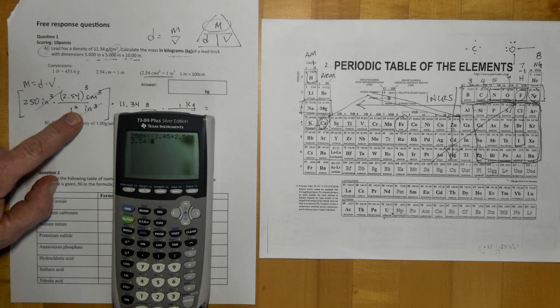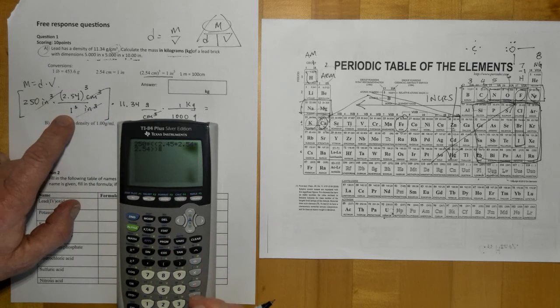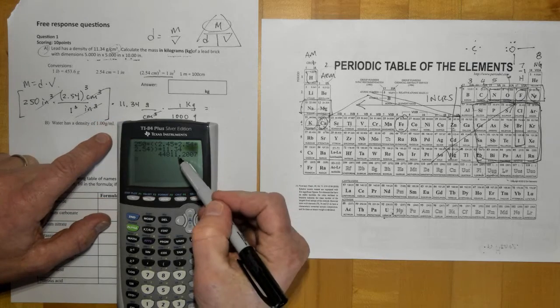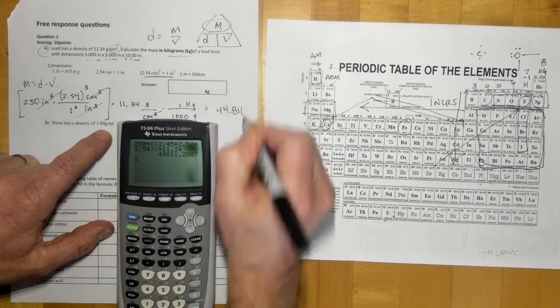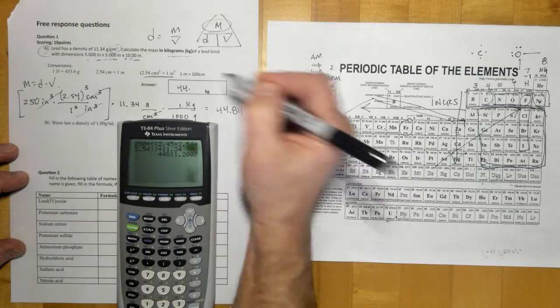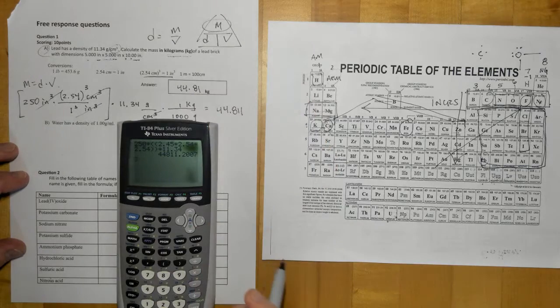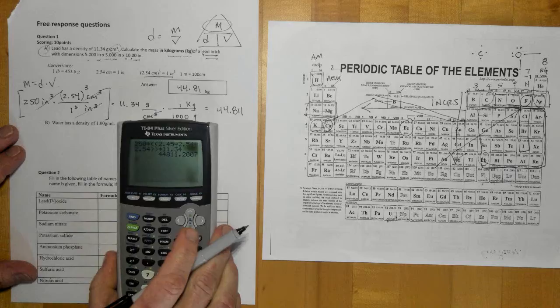Okay. Let's put all the parentheses in there. I guess I put an extra in there. And then 1 cubed is just 1. And then we multiply that by 11.34. Enter. And then we divide that by 1,000. So 1, 2, 3. I believe that's going to be 44.811, too many sig figs, kilograms. We have 4 sig figs, so 44.81 kilograms, I believe, for the mass of our lead brick. All right, that's number 1.